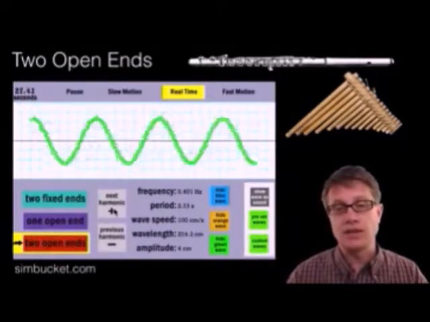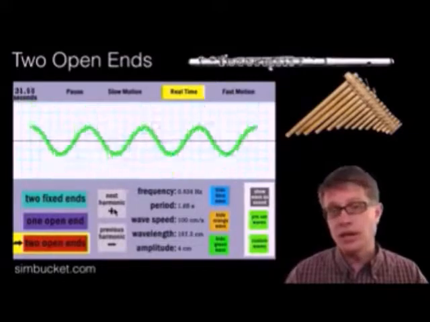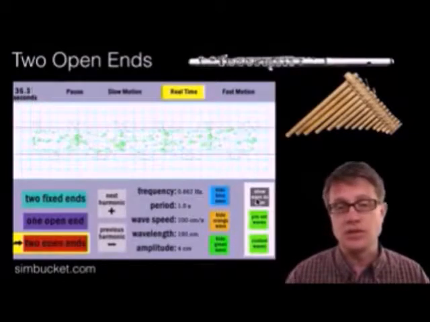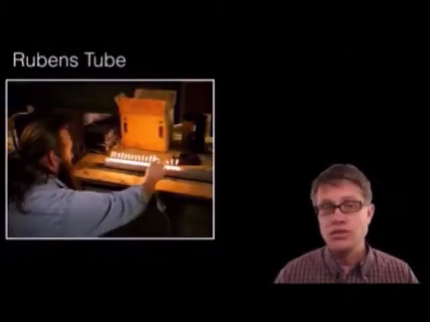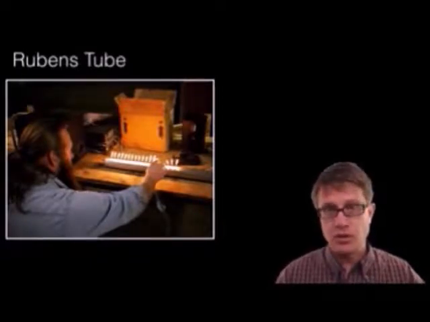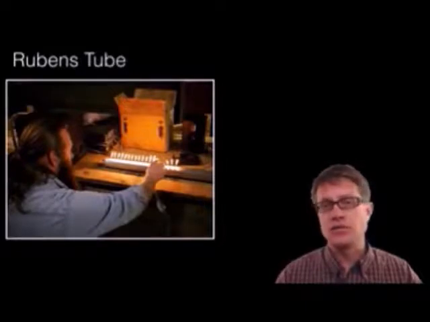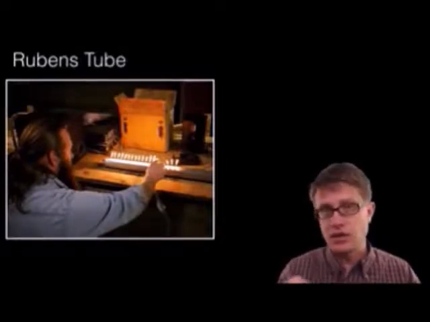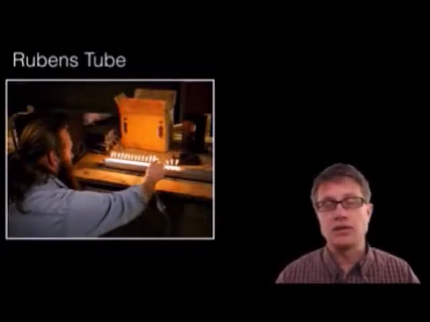It's always going to be an antinode on either side. But depending on the frequency, we can get different pitches as we blow through. A Rubens tube is a really cool example of that. In a Rubens tube, you fill up a chamber with a gas that's flammable, and so this guy's lighting the chamber. So we're having flames coming out of the top.